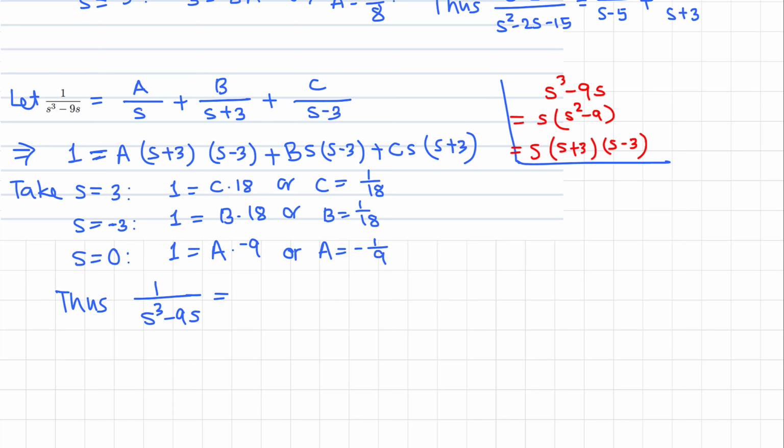Okay, so thus this complex fraction is A over s, so negative 1 over 9s, plus B over s minus 3, plus C over s plus 3. Okay, that's final. And if we had x, then we can integrate easily, or we can find the inverse Laplace transform in differential equations. So depending on your class, this is what you need to do.